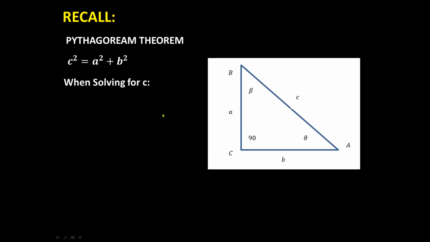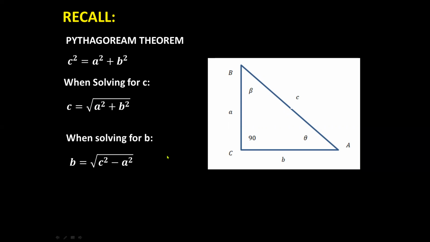Kapag ang hinahanap natin ay ang value ng C, all we have to do with this given equation is just to take the square root of both sides. Kung saan mag-a-arrive tayo sa formula na C is equal to the square root of A squared plus B squared. And when solving for B, ibibigay ko na yung formula na kailangan nating ma-recall. B is equal to the square root of C squared minus A squared. So, lagi mo lang tinatandaan ng mga yan, anak, no? And then, to solve for A, the formula is A is equal to the square root of C squared minus B squared.